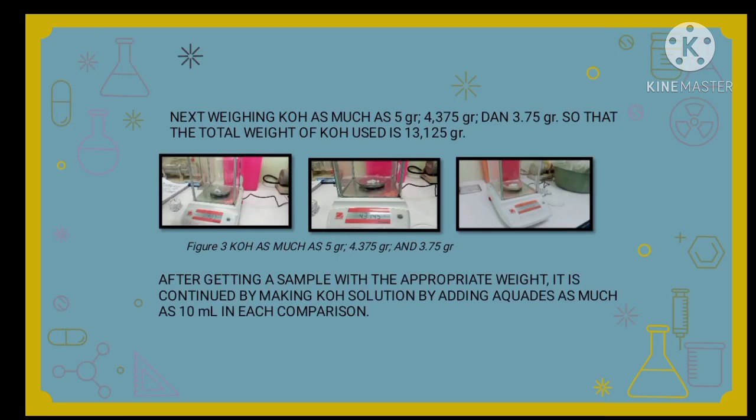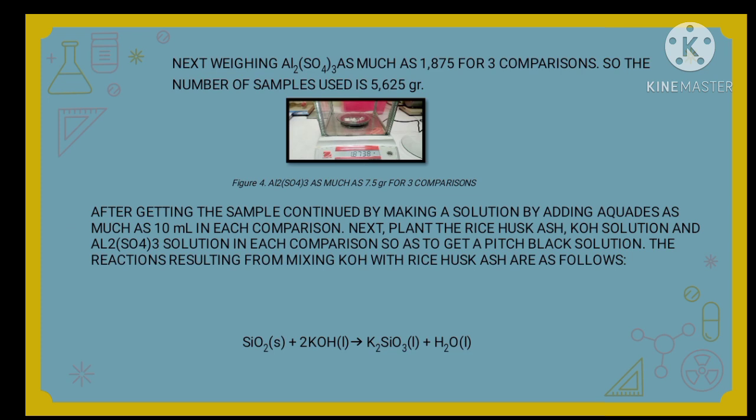Okay, next, weighing KOH as much. Next, after getting the sample with the apparent weight, we continue by making the KOH solution by adding aqueous as much as 10 ml in each composition. Next, weighing Al2SO4, the mass 1.875 for 3 compositions, so the total amount of sample used is 5.625 gram. See figure for Al2SO4.